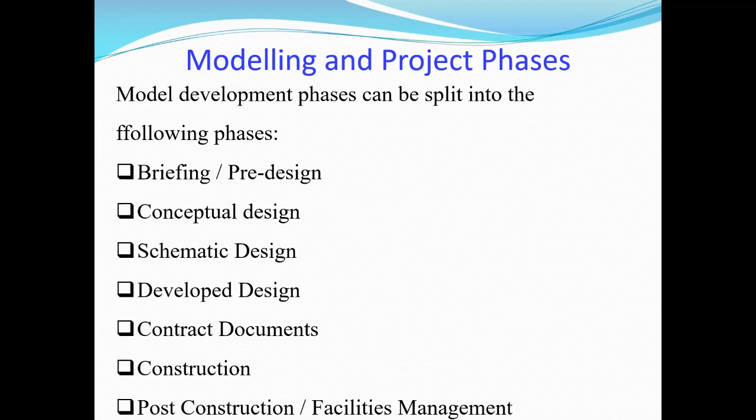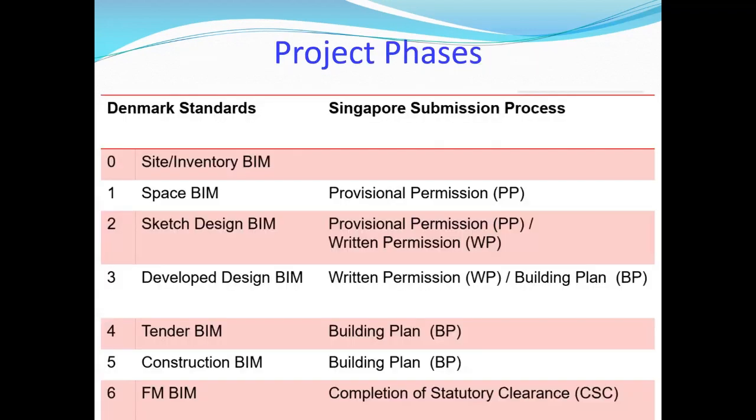So BIM helps them. If they have a model, then they can visualize. If there is an issue, they can call the contractor and say, fix it. There's an issue, so they can easily fix it. Otherwise, they have to go physically and find out where the issues are, which takes a lot of time. So in the post-construction stage also, BIM helps them. These are the project phases.